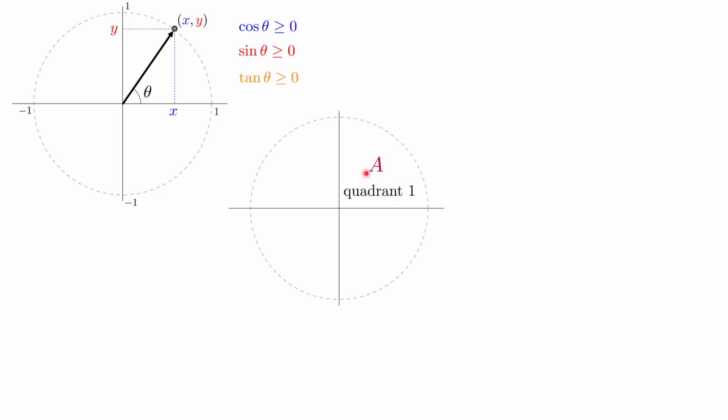So as a summary, we sort of call this quadrant 1. We refer to that as quadrant A as well. A just stands for all, again saying all the trigonometric ratios for the angle in this quadrant are all positive numbers.